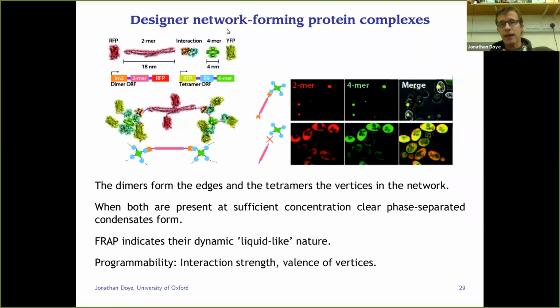And in addition, they tag it with fluorescent proteins so they can see the tetramer and they can see the dimer. And in the system with these heterodimer domains, the system forms these condensates where you can see that both the dimer protein and the tetramer protein are there, whereas if you don't have the interactions between them, they're just uniformly distributed in the cell.